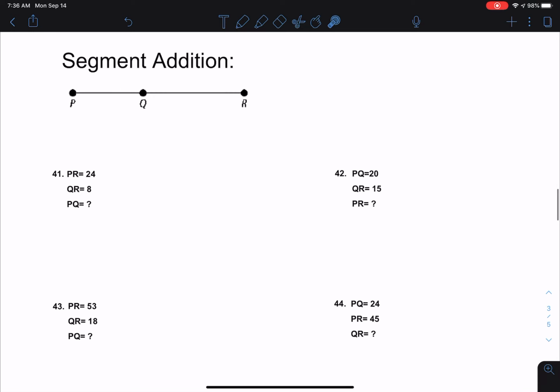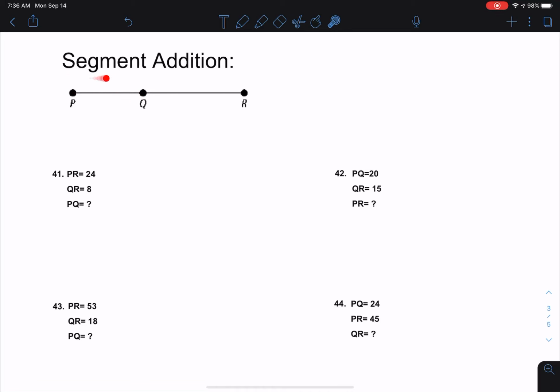Segment addition. This one could be a little bit harder. Not too bad. So 41 says PR is 24. So from P to R is 24. That total distance is 24. And it says QR is 8. This guy here is 8. It says, what is PQ?